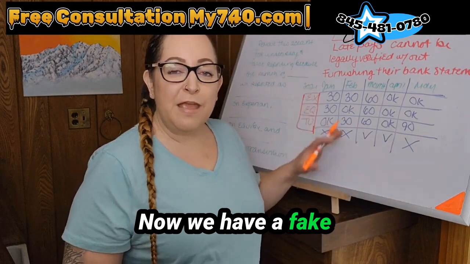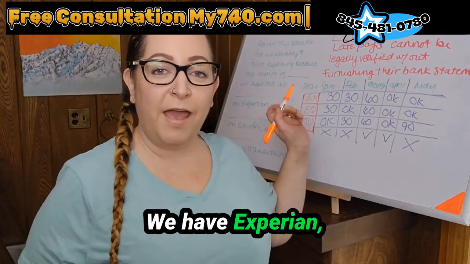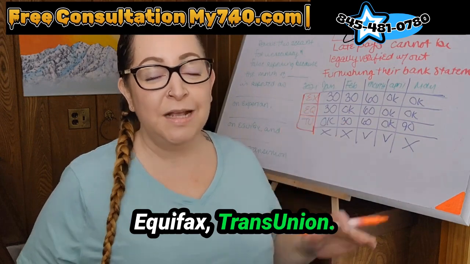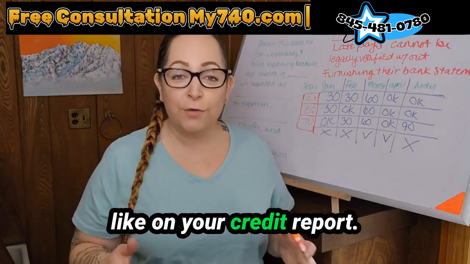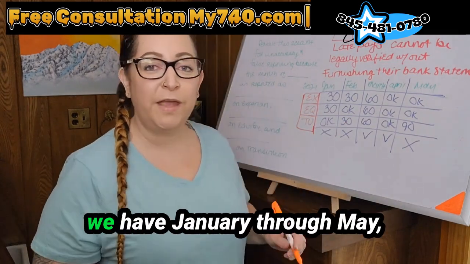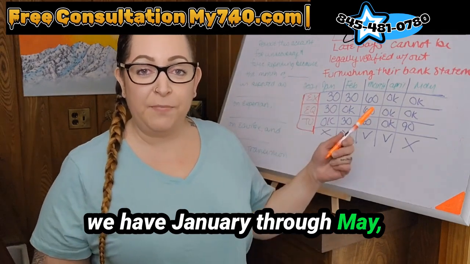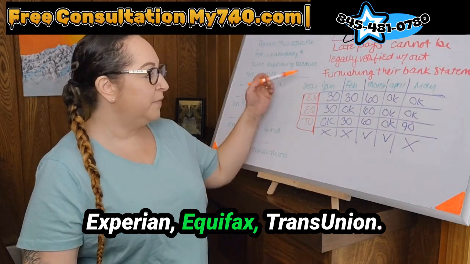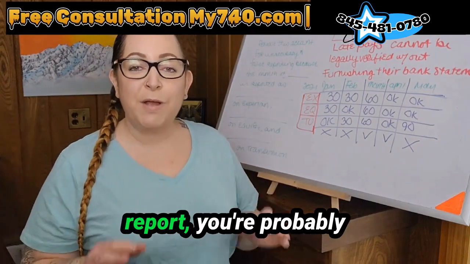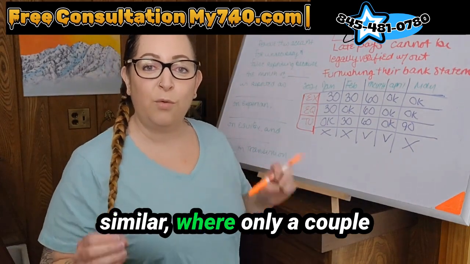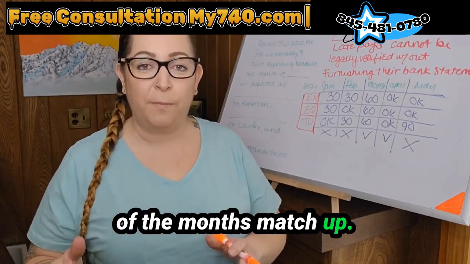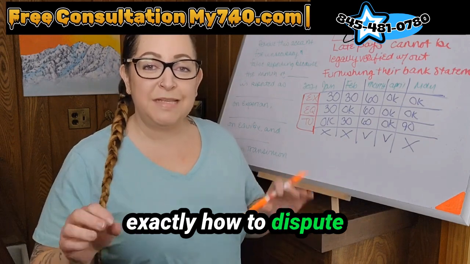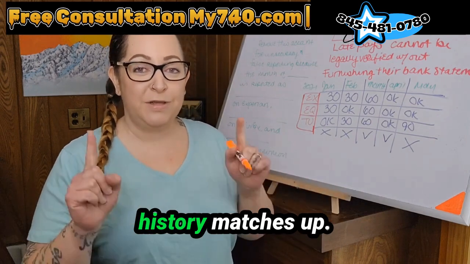Now we have a fake payment history right here. We have Experian, Equifax, TransUnion. This is what it's going to look like on your credit report when you check the payment history. We have January through May, Experian, Equifax, TransUnion. Take a look at your credit report. You're probably going to see something very similar, where only a couple of the months match up. I'm also going to tell you exactly how to dispute this if all the payment history matches up.